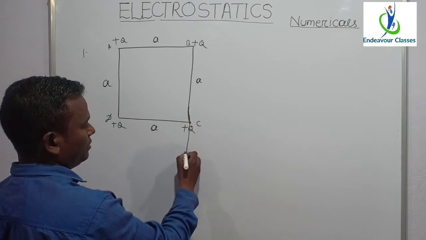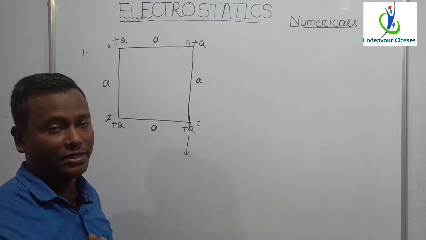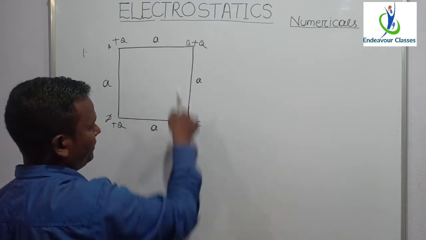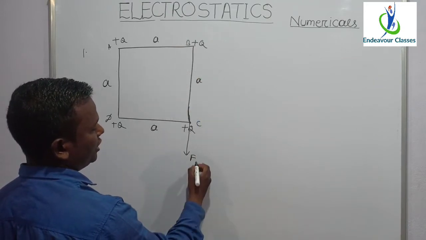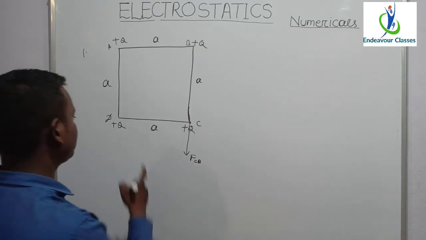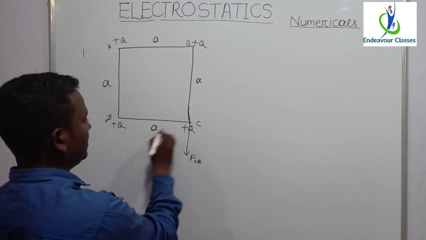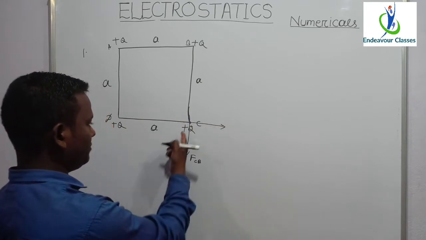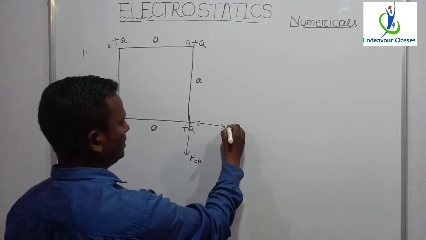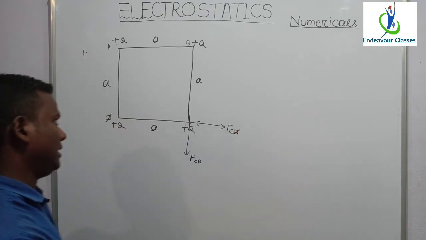As these two charges are like charges, that means positive, they will repel each other, so this force will be repulsive, along BC. This is the force on the charged particle located at C due to the charged particle located at B. So this is FCB. Now this charged particle will also experience another force due to the charged particle located at D. This will again be repulsive because these two are again positive charges. So this is the force on the charge at C due to the charge at D. So this is FCD.